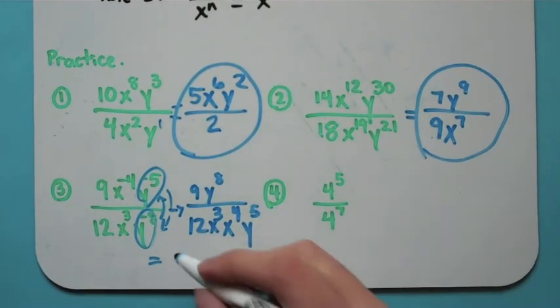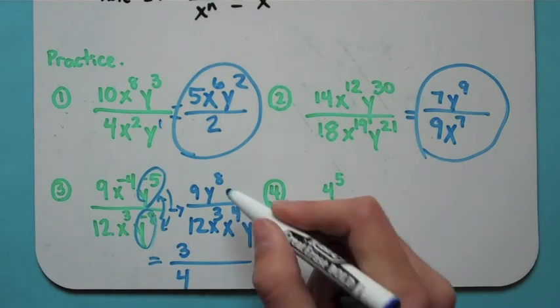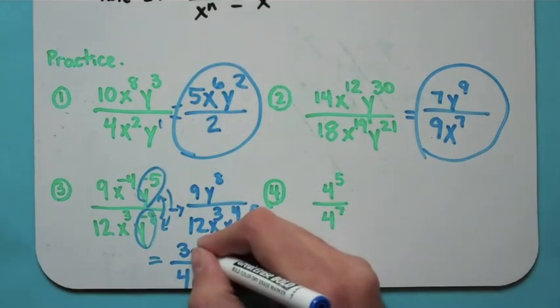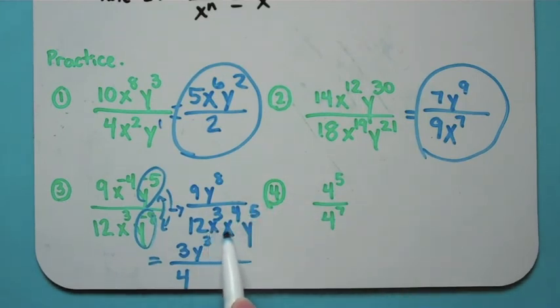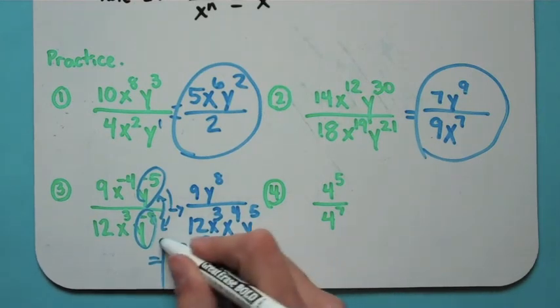So 9/12 reduces to 3/4. I have 8 y's up here and 5 on the bottom. There's going to be 3 y's left over, and they're going to be up top. And I have an x to the third and x to the fourth side by side. Remember, when they're side by side, you add the exponents together. So I get x to the 7th for that one. And this is my final answer.